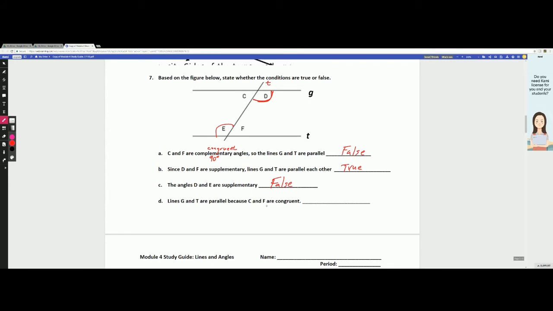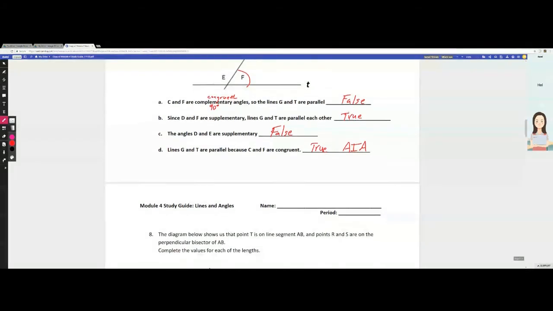Lines G and T are parallel because C and F are congruent. C and F are what kind of angles? If you answered alternate interior, you are correct. And yes, that is true. Alternate interior angles have to be congruent, and then therefore G and T are parallel.